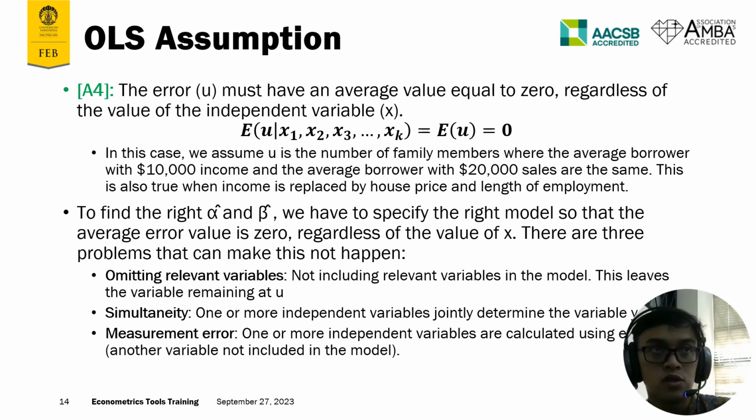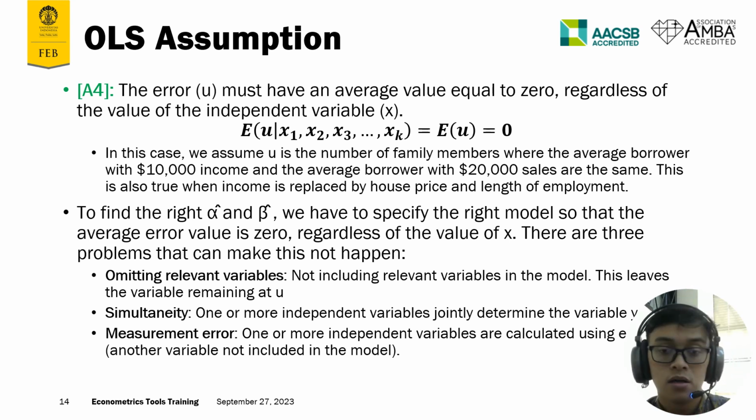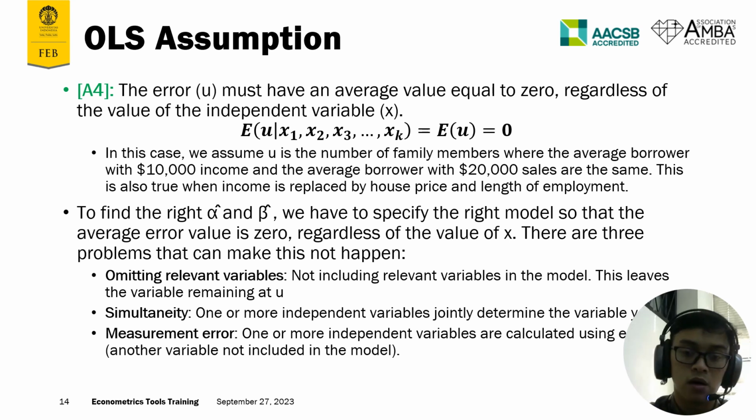For example, here we have three variables, which are borrower income, the price, and also the EMP. But we just want to know about the effect of borrower income on the loan amount. Then should we not input the other two variables, the price and the EMP? No, we should still input them, because they will give an effect to y. And if we don't input them in the model, they will be in u. It will be the error.